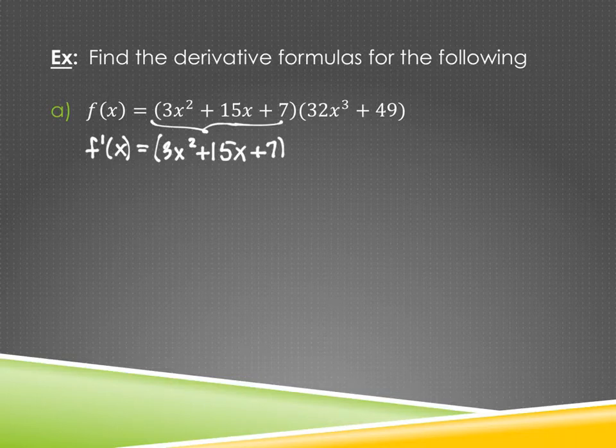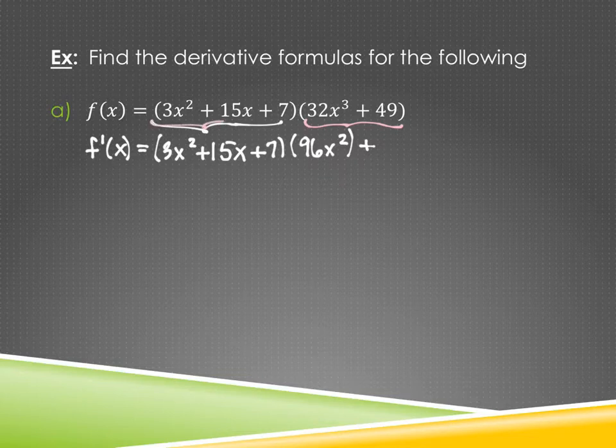The second piece we're going to look at, and we're going to take its derivative. So piece by piece, what is the derivative of 32x cubed? Somebody said the number. 96, yep. 96x squared, and then the derivative of the 49 is 0. So this is it. Then we're going to add, and we're going to do this in the opposite order.